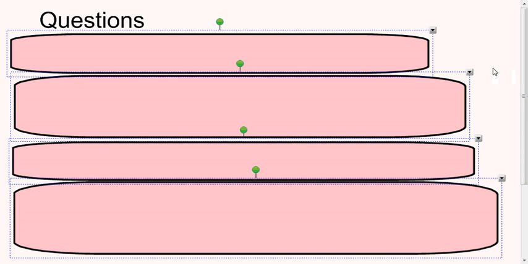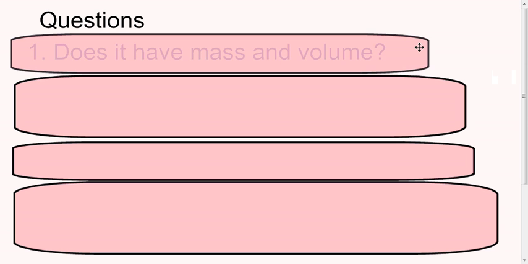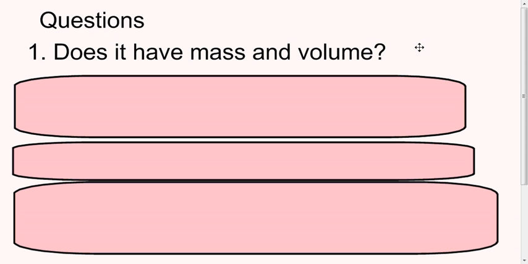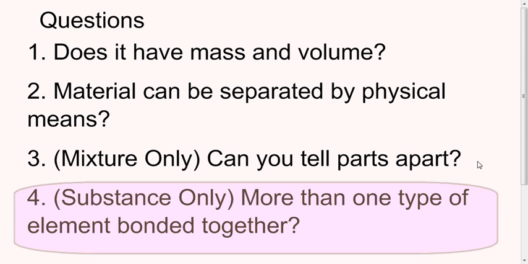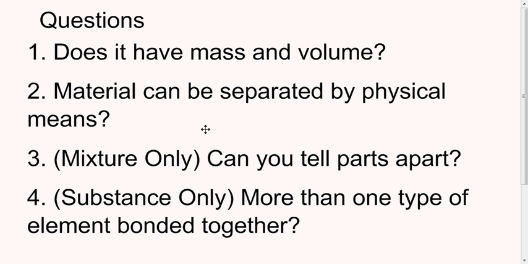Now the questions that we're going to be asking are, does it have a mass and a volume? That's the first question. The second is, can it be separated by physical means? And then the next 2 questions have to do with the answer to the second question. One is for mixtures, and that's, can you tell the parts apart? And the third is, are there more than one type of element bonded together? It's best to see how these questions work with examples.